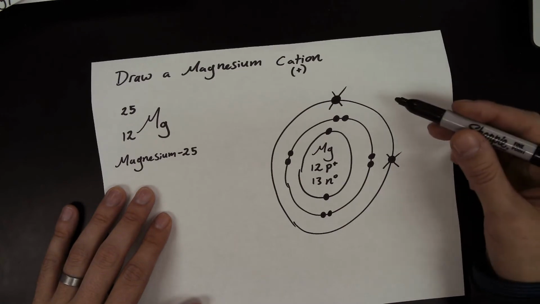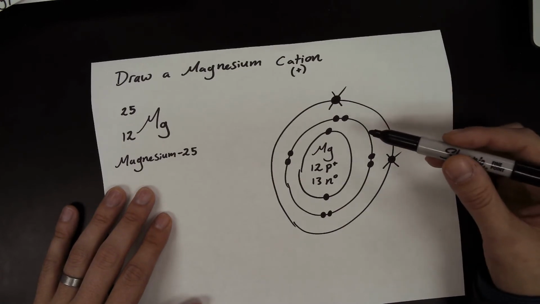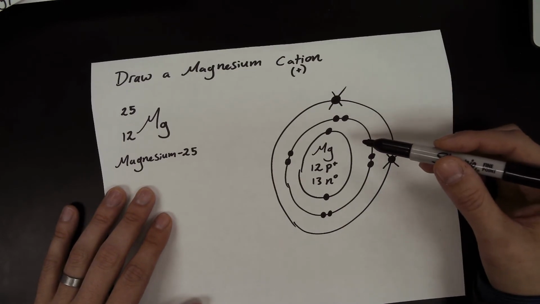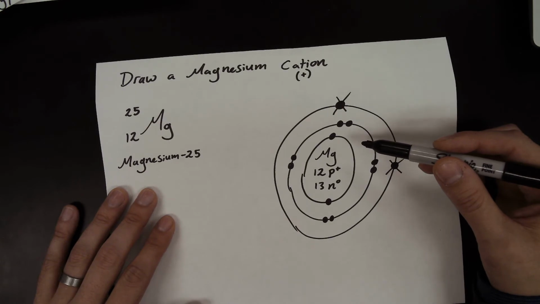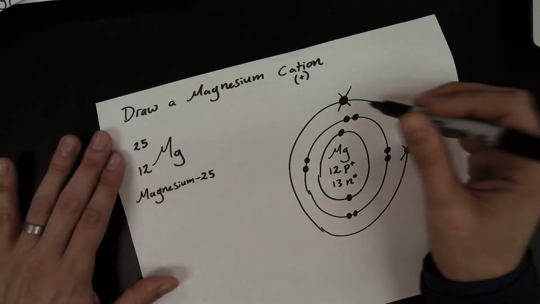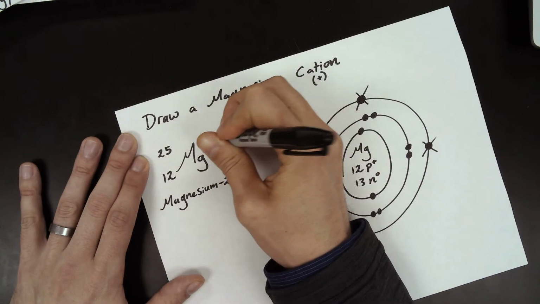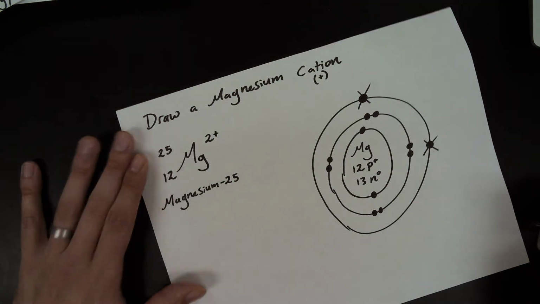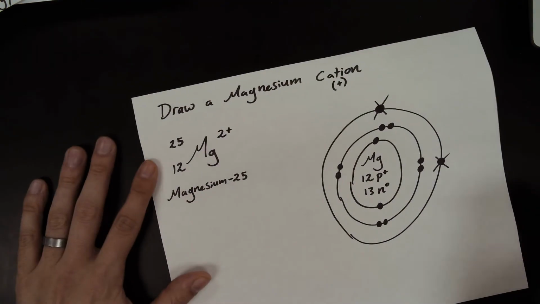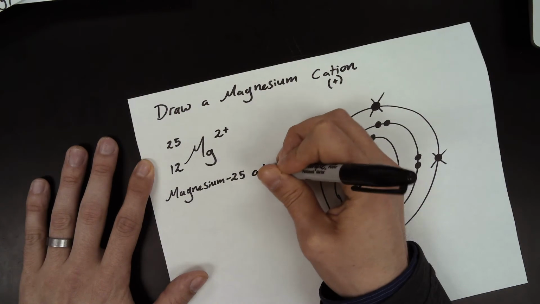So I now have more protons than electrons, meaning that I now have a positive cation. So I crossed off 2 electrons. That's going to give me a positive 2 charge. And I'm going to change my isotope name to magnesium 25 cation.